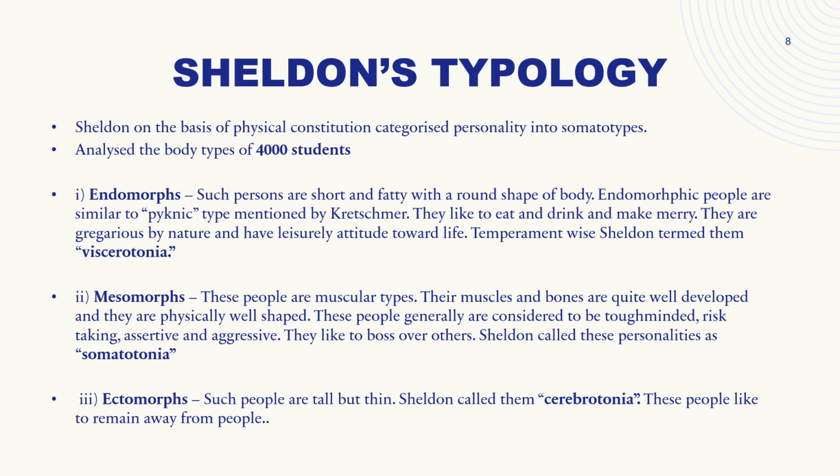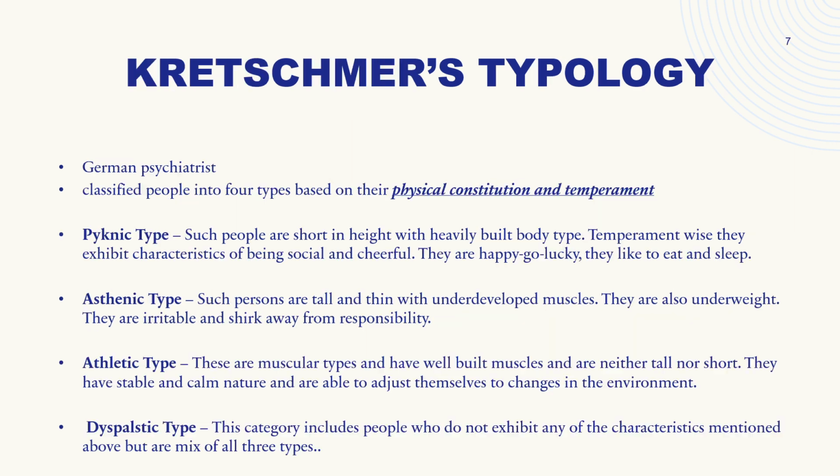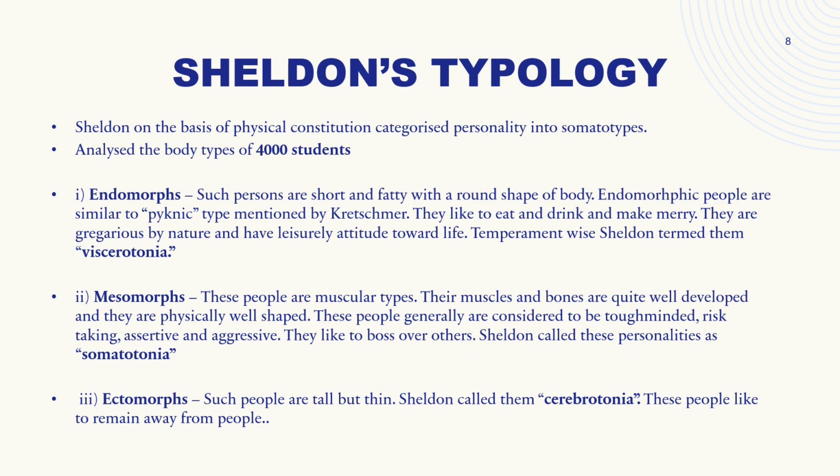Next category are mesomorphs. Mesomorphs are similar to the category given by Kretschmer as athletic. That is, they are muscular people, physically well-shaped. They are neither tall nor thin. They are actually muscular.